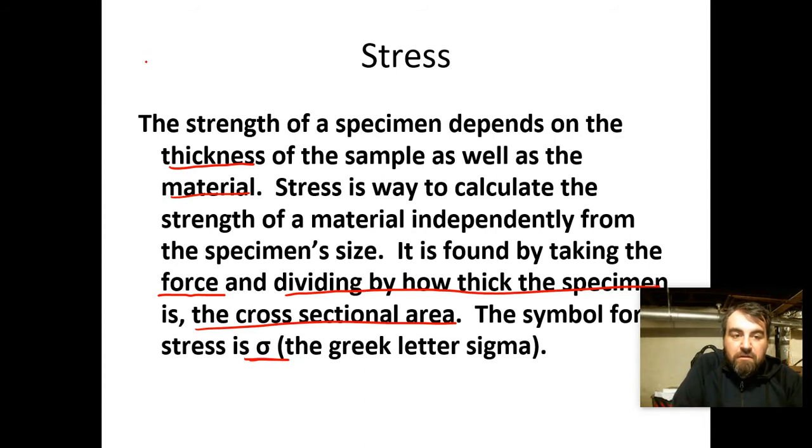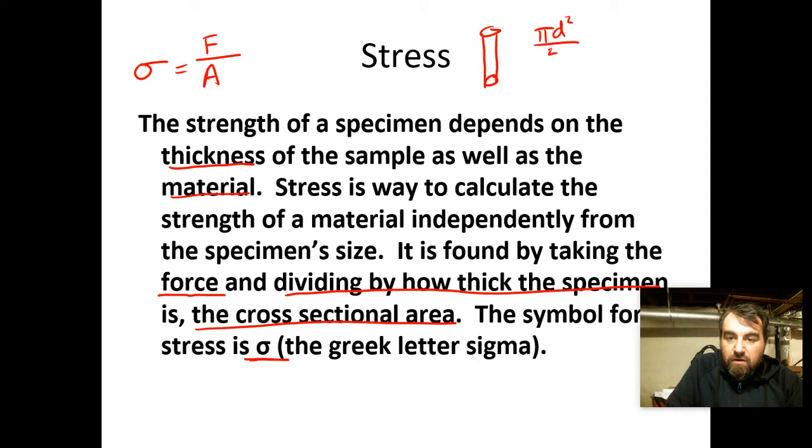Okay, so here on your notes, here's the equation to write down. Stress equals force, F, over A, which is the cross-sectional area. For most things, we're going to do this with a cylinder. And the cross-sectional area of a cylinder is pi d squared over 4. That's our stress.